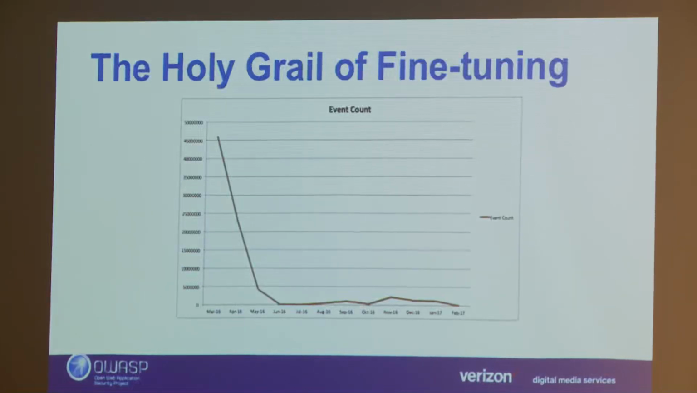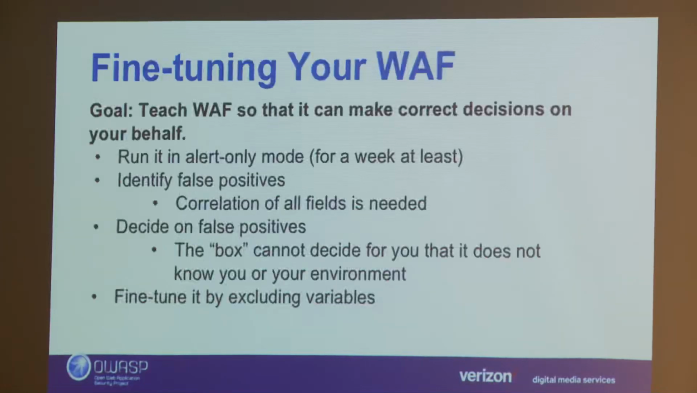This is based on the real data, and we were getting about 450 million alerts a month, and by tuning it over months, and these on the horizontal axis are months here, we get to between 1 or 2 million alerts a month, and that's for both alerting and blocking. So the goal about fine tuning is to teach WAF so that it can make the right decisions on your behalf. In other words, it can make the kind of decisions that you want it to make, right? And this is our template.